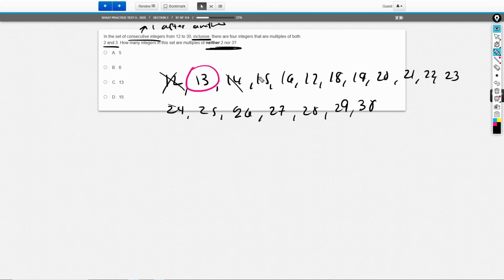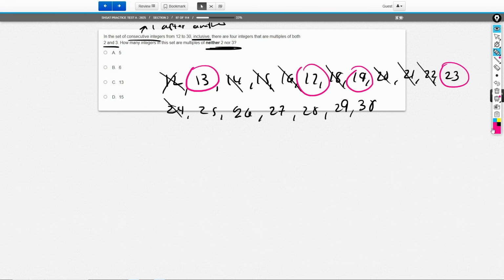All right, 15, divisible by 3, out. 16 is divisible by 2, that's out. 17 is a prime number, only divisible by itself and 1. 18 is divisible by 2 and 3. 19 is divisible by nothing. 20 is divisible by 2 only. 21 is divisible by 3. 22 is divisible by 2. 23 is unique. It's a prime number. All right, 24 is divisible by 3.